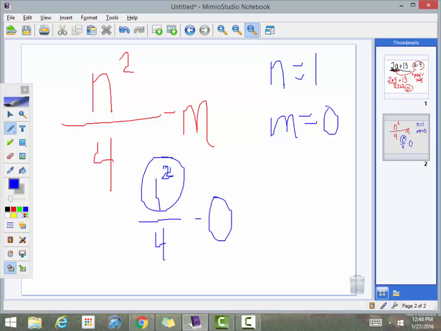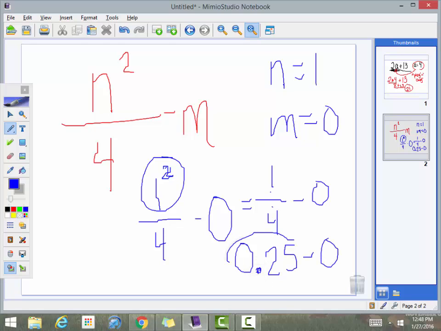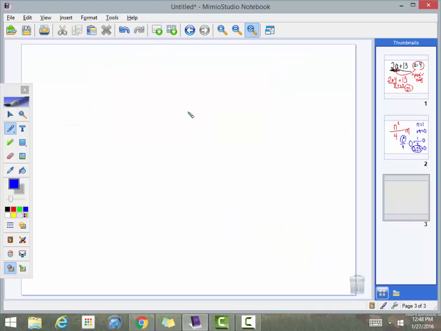1 to the second power is the same as 1, so now I have 1 over 4, and then I'm going to subtract 0. You could treat the division problem as a fraction and just leave it as 1/4 minus 0, and then the answer is going to be 1/4. If you really wanted to do the division problem, sure, 1 divided by 4 is 0.25. Then that final answer, minus 0, is going to remain the same, 0.25. Let's try one more problem and see what we come up with.